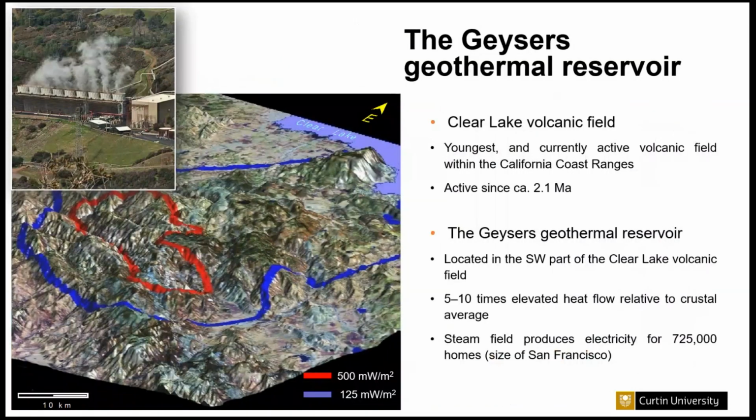So it's a geothermal anomaly. Surface heat flow is elevated by 5 to 10 times the continental crustal average. The hottest part is in this red region there. And there are, I don't know exactly how many, geothermal power plants. I think the total installed capacity is 1 gigawatt. So that is enough electricity to basically provide electricity for the city of San Francisco, 725,000 homes, according to the website of Calpine, the operator.